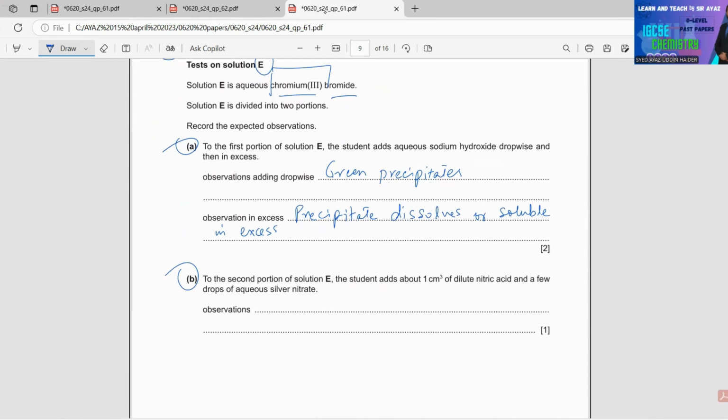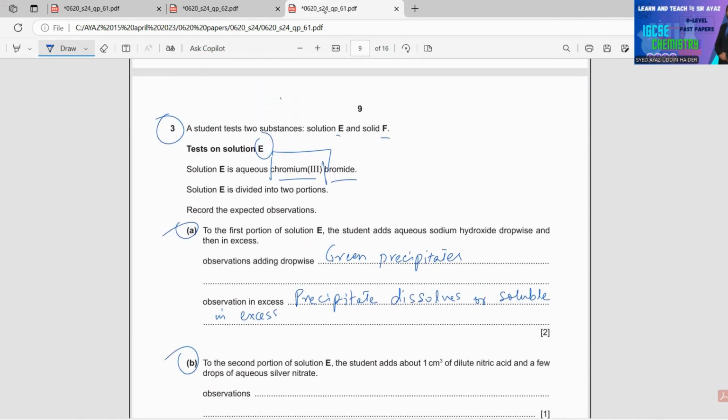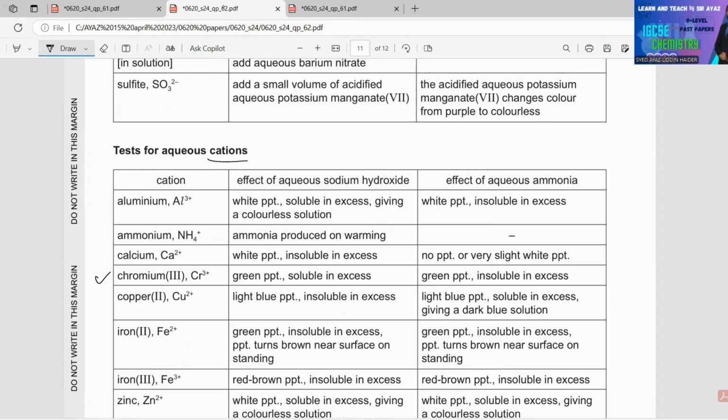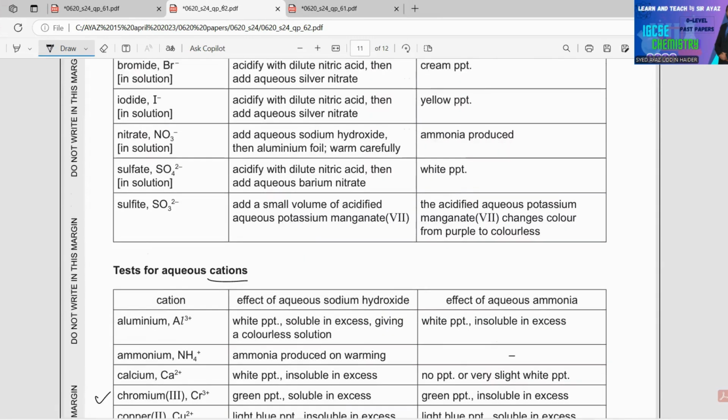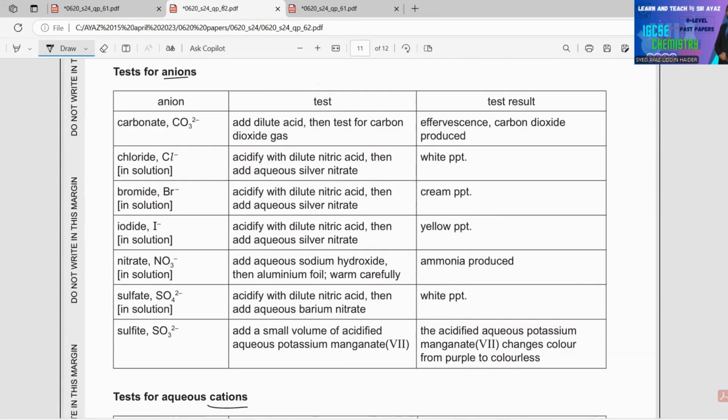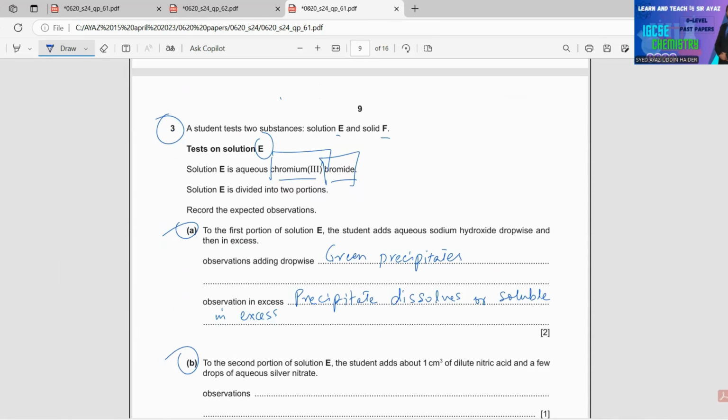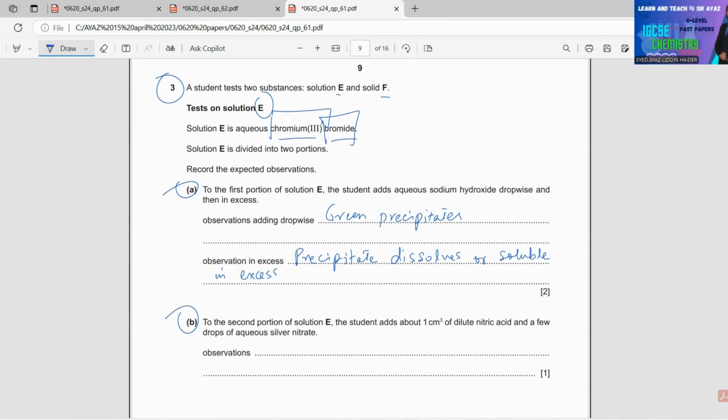Part B. To the second portion of solution E, the student adds about 1 centimeter cube of dilute nitric acid and a few drops of aqueous silver nitrate. Observations. This must be the test for bromide ion. If you look at the negative ions test, here's bromide ion. The test is dilute nitric acid followed by aqueous silver nitrate and you'll get a cream precipitate. So you write cream precipitate for observation.